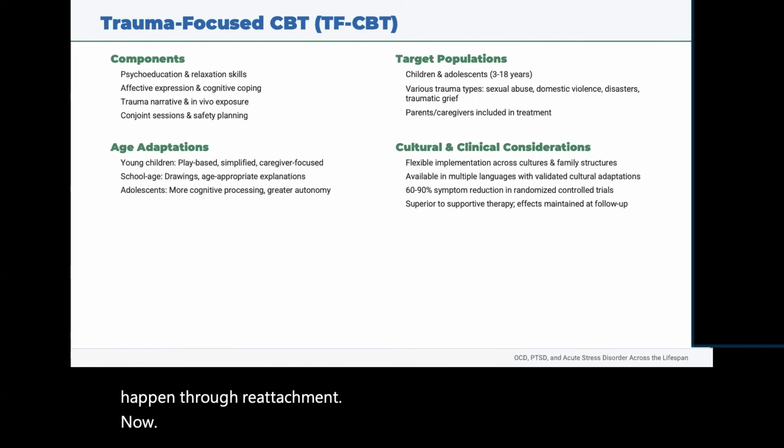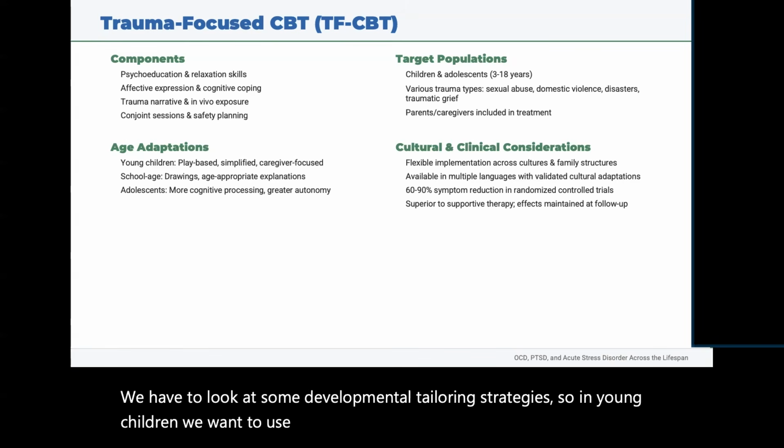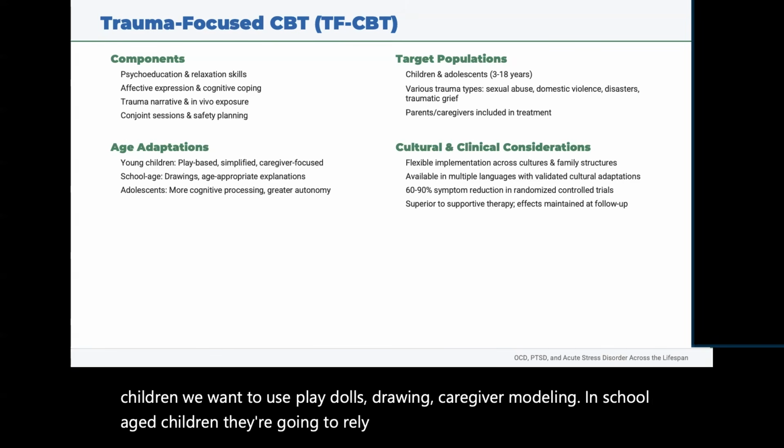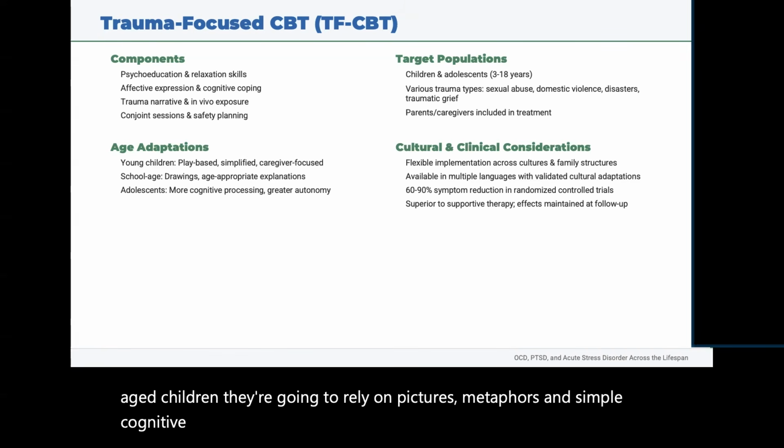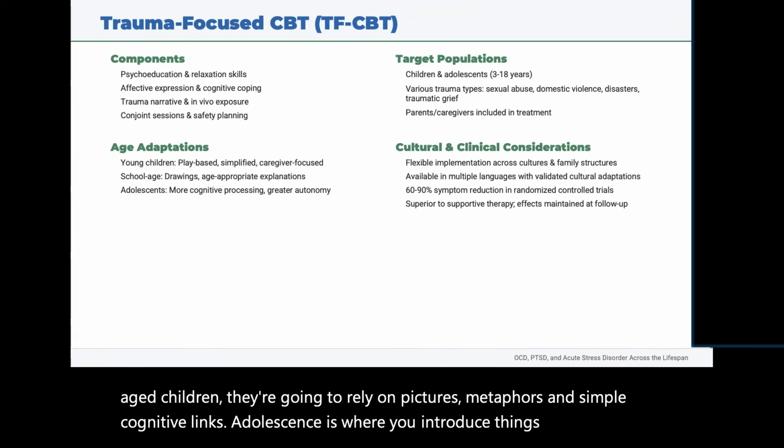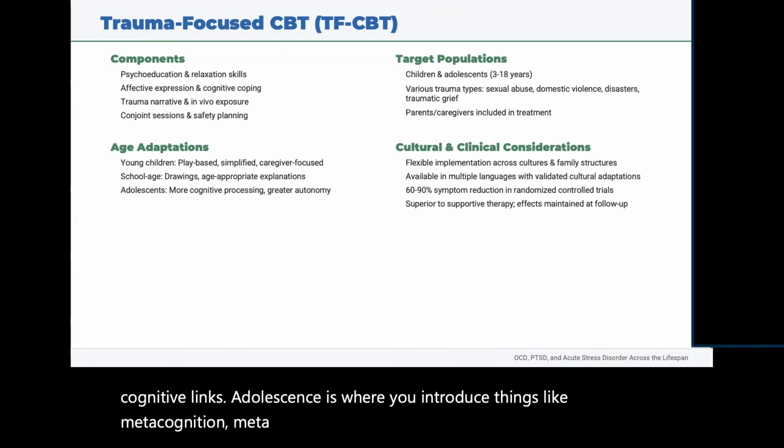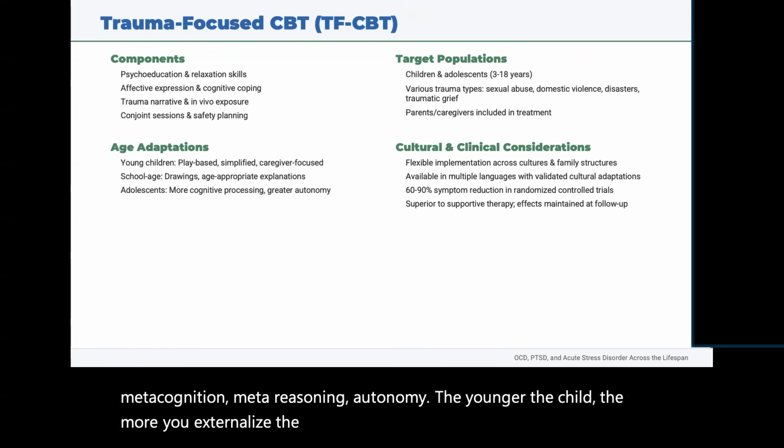Now, we have to look at some developmental tailoring strategies. In young children, we want to use play, dolls, drawing, caregiver modeling. School-age children are going to rely on pictures, metaphors, and simple cognitive links. Adolescence is where you introduce things like metacognition, meta-reasoning, autonomy. The younger the child, the more you externalize. The older, the more they can internalize.